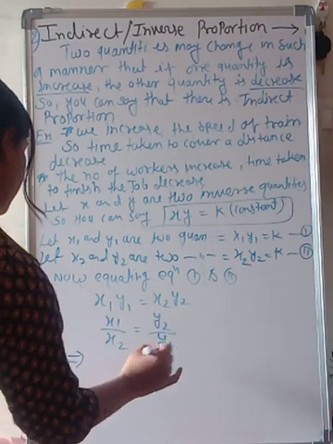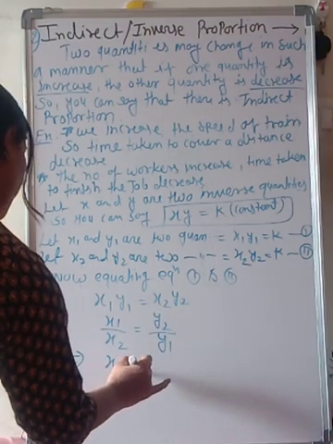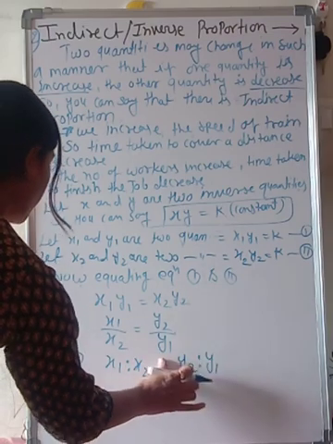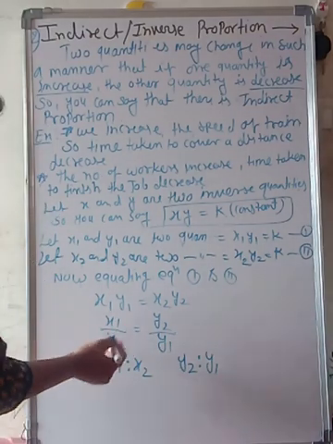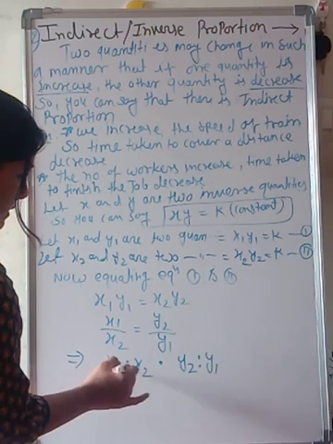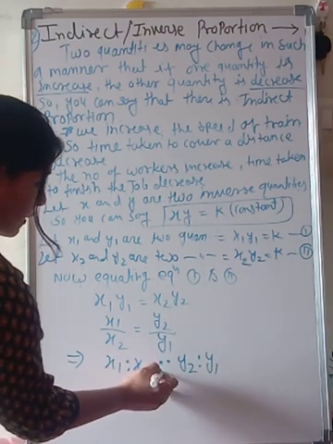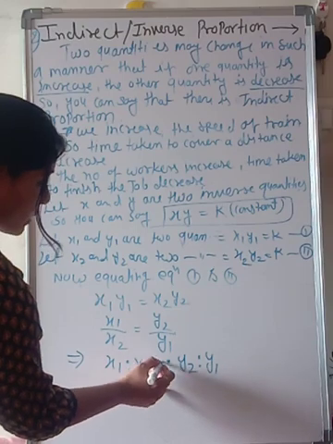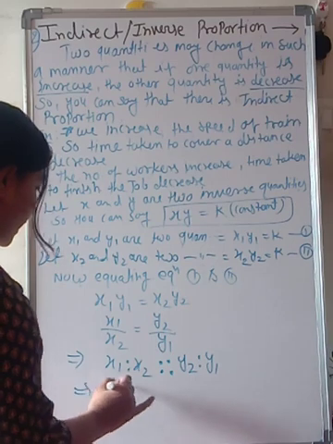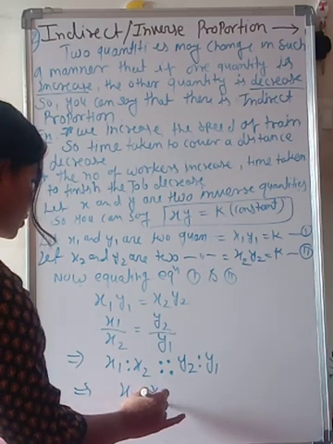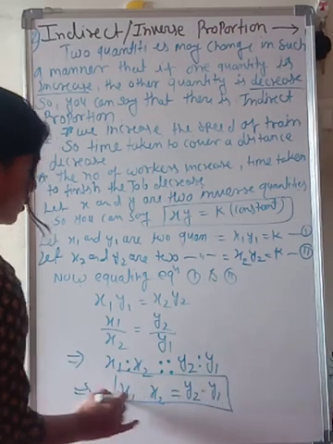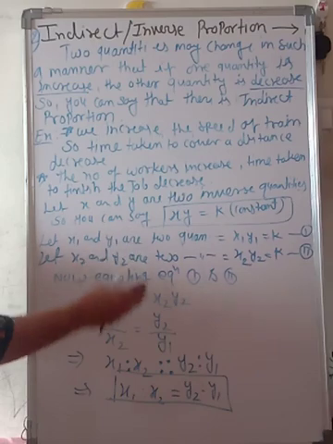You can write x1 ratio x2 equals y2 ratio y1. Both ratios are in proportion: x1 upon x2 equals y2 upon y1, or you can say x1 ratio x2 is proportional to y2 ratio y1. This sign is called the proportion sign. So x1 ratio x2 is equal to y2 ratio y1, and that is called an inverse or indirect proportion.